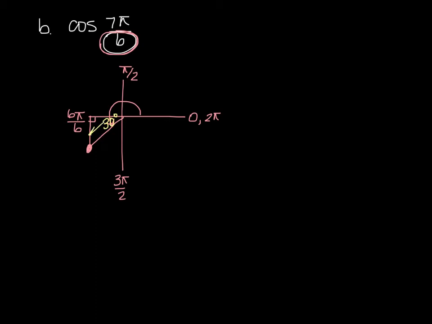So opposite my 30 degrees, this side is a 1/2. Opposite of my 60 degrees is a square root of 3 over 2, with the hypotenuse being a 1. And then what I need to make sure that I do, of course, is go through and put my positives and negatives. So based on the quadrant that my point is in, going left, my x value is negative, and going down, my y value is negative.